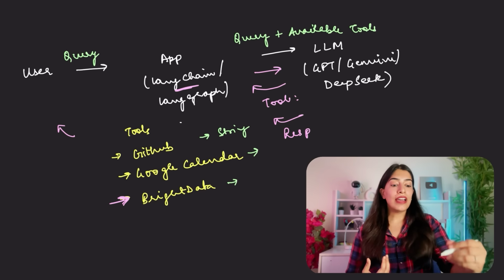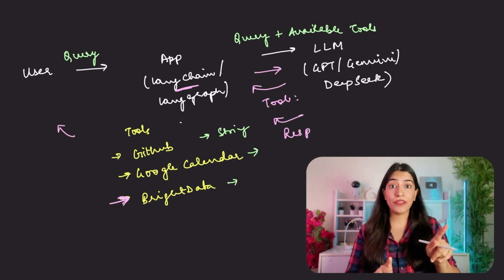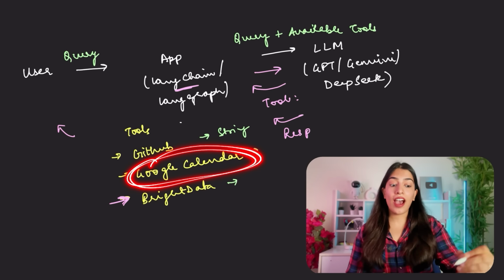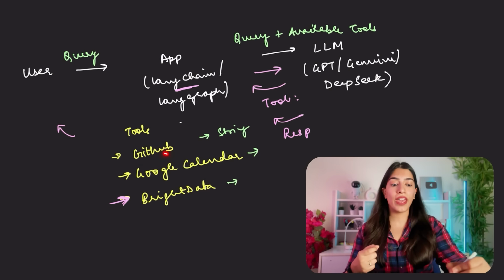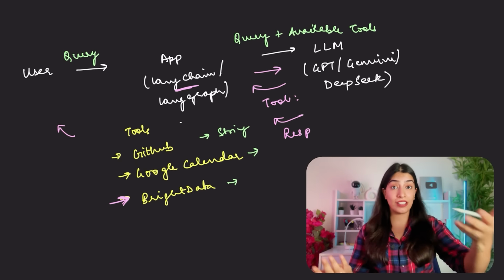and it is going to execute the tool. And this is where the scheduling of the meeting will actually happen, because the LLM can't perform tasks. The LLM is just good at answering questions. So this is where our task is going to be performed. This is where our meeting is going to be scheduled, or this is where our code is going to be pushed if that is what the user wants.